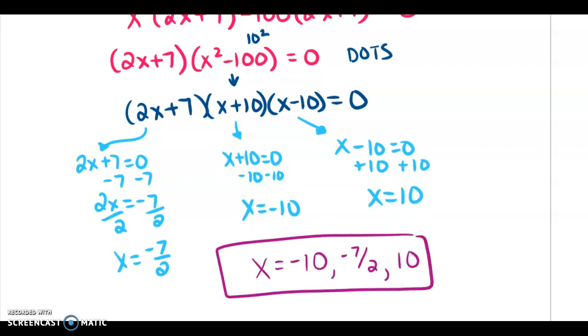Don't have to write it in that order. Don't even have to write it together. You could write it separately if you'd like.